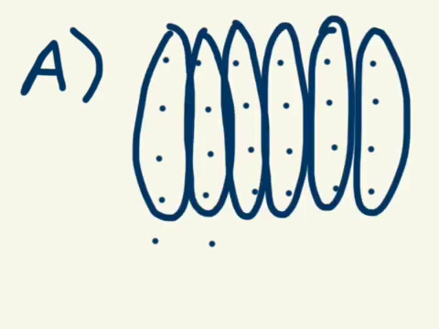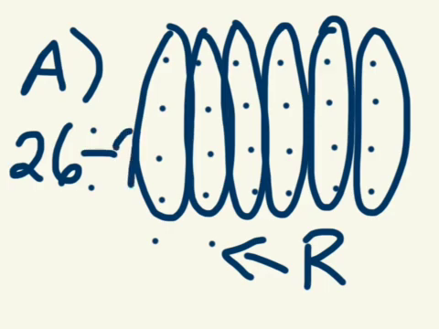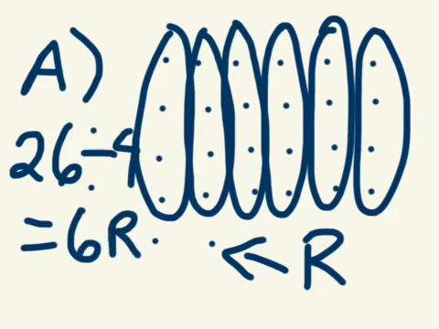So for our first question, we have 26 dots and we want to put them into groups of 4. So it looks something like this. You can see that we have 2 left over, so that is going to become our remainder. So our answer to 26 divided by 4 is 6 groups with a remainder of 2.